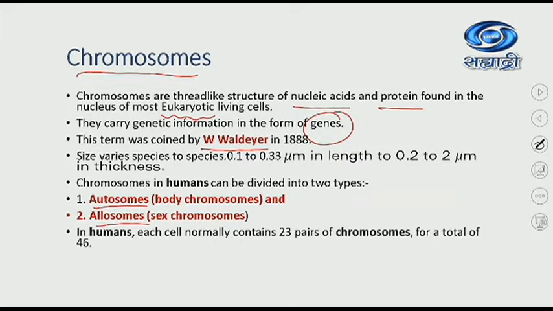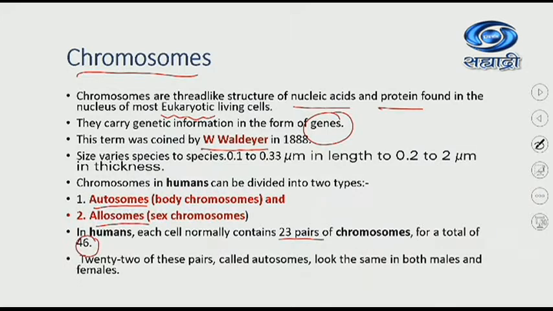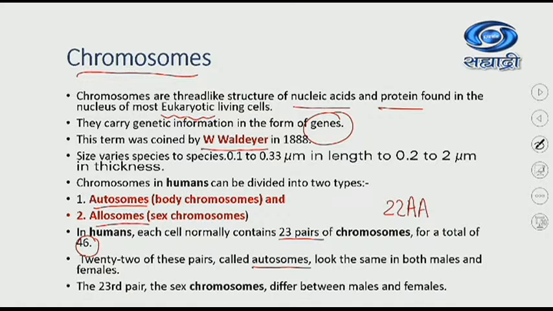So in humans, any cell of your body contains 23 pairs of chromosomes. 23 pairs means how many in total? 46 chromosomes. 22 of these pairs are autosomes, responsible for somatic characters, body characters. They look the same in males and females. These 22 pairs are similar in males and females, and usually we write them like this: 22 pairs of autosomes. The 23rd pair, the sex chromosome, the allosome, is different in male and female. In males, it is XY, and in females, it is XX.